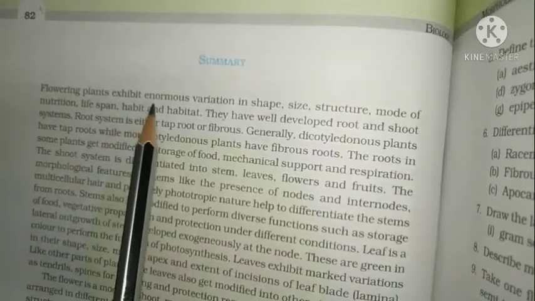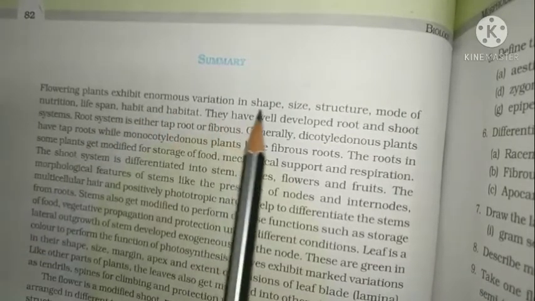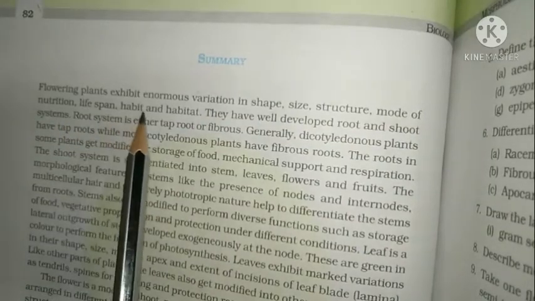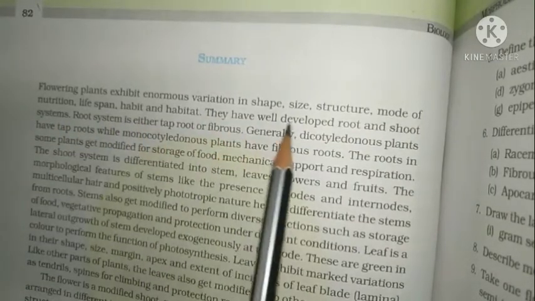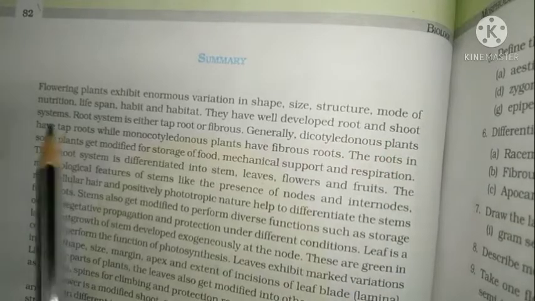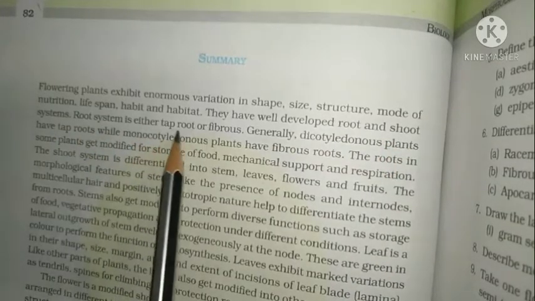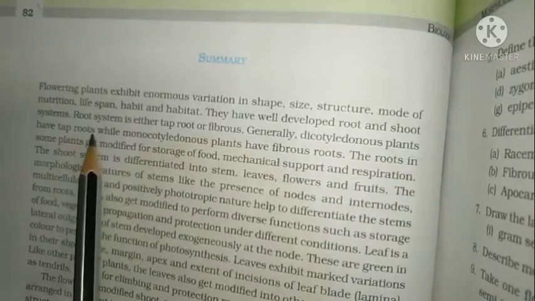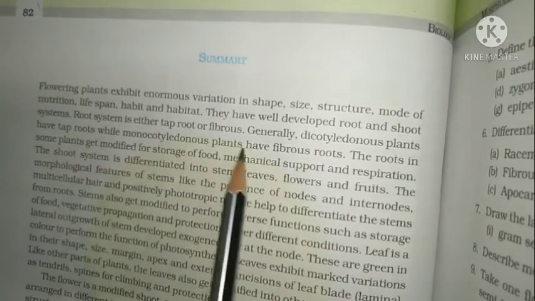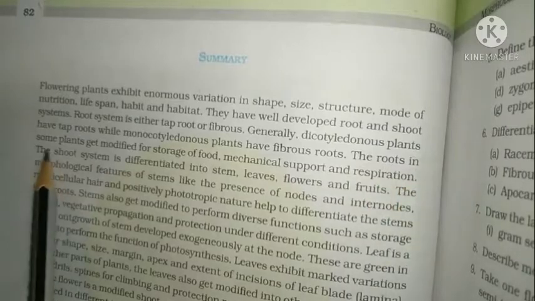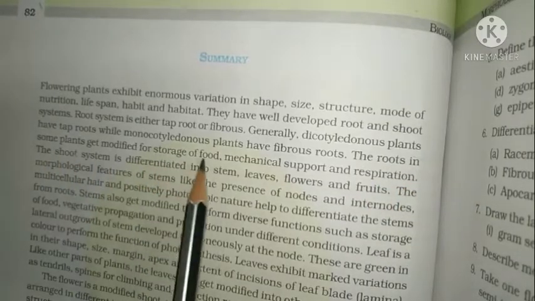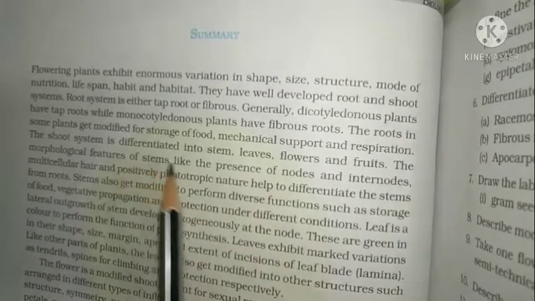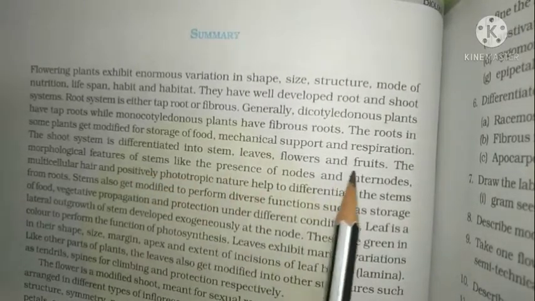Flowering plants exhibit enormous variation in shape, size, structure, mode of nutrition, lifespan, habit, and habitat. They have a well-developed root and shoot system. The root system is either taproot or fibrous. Generally, dicotyledonous plants have a taproot, while monocotyledonous plants have a fibrous root. The roots in some plants get modified for storage of food, mechanical support, and respiration. The shoot system is differentiated into stem, leaves, flowers, and fruit.